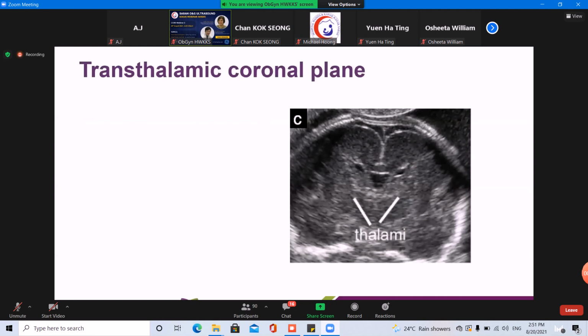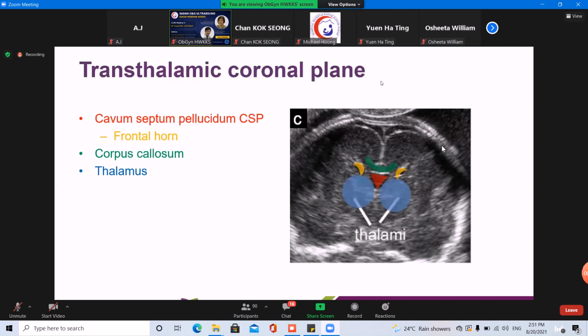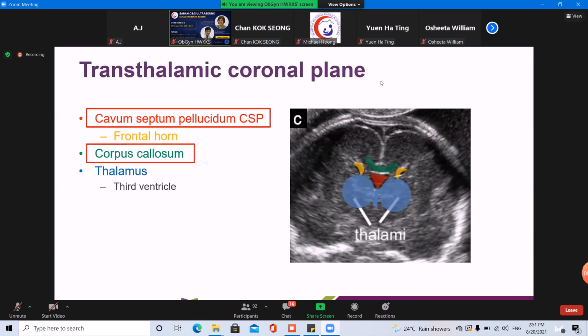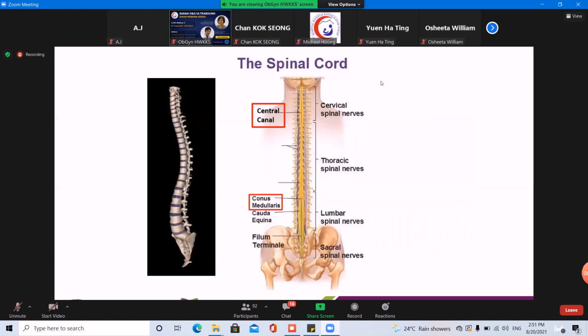And the transthalamic coronal plane is like this. You can also see the CSP, which is a triangular structure here. On each side of the CSP, you can see the frontal horn. Above the CSP, you can see the corpus callosum here, and you can also see the thalamus on each side of the CSP. In the middle of the thalamus is the third ventricle. And in this plane, the most important structures are the corpus callosum and the CSP.